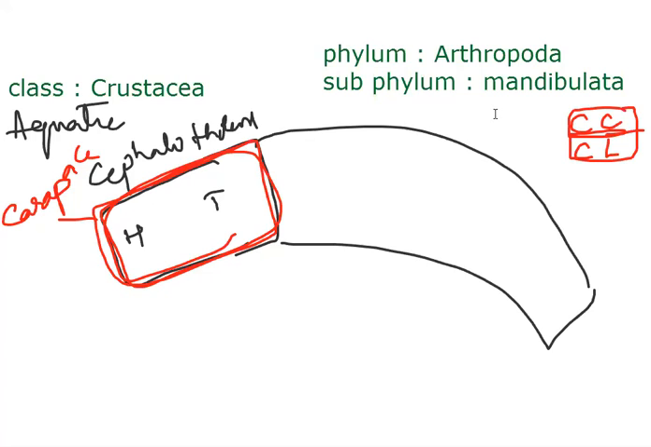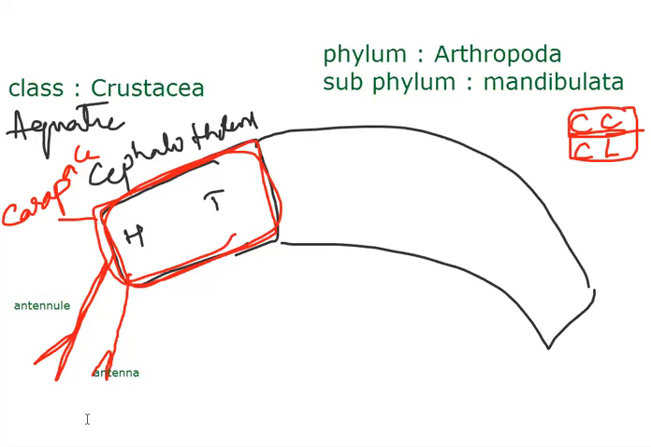Then the cephalic region bears 2 pairs of antennae. The first pair is called antennules and the second pair is called antennae. So the 2 pairs of antennae are present here. Let me write here the 2 pairs of antennae. The first pair is said to be antennules and the second pair is called antenna.